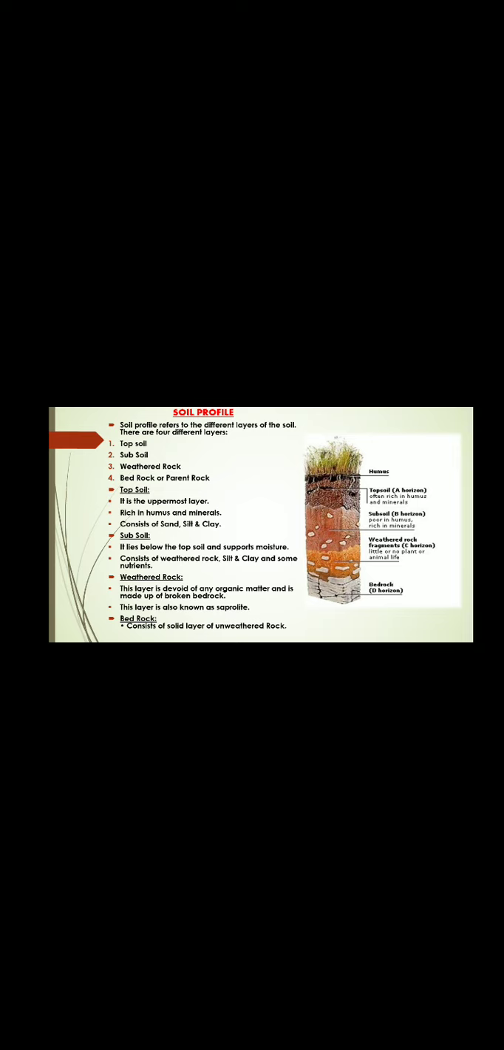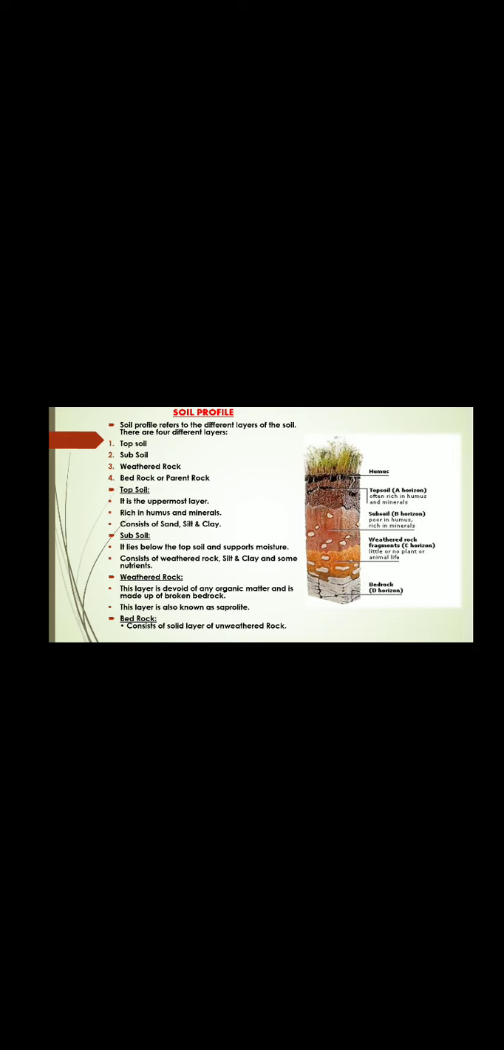Next, soil profile. This is the picture of the soil profile. Soil profile refers to the different layers of the soil. There are four different layers: topsoil, subsoil, weathered rocks, bedrock or parent rock. Topsoil is the uppermost layer, rich in humus and minerals, consisting of sand, silt and clay. Next, subsoil. The subsoil layer lies below the topsoil and supports moisture, consisting of weathered rock, silt and clay and some nutrients.